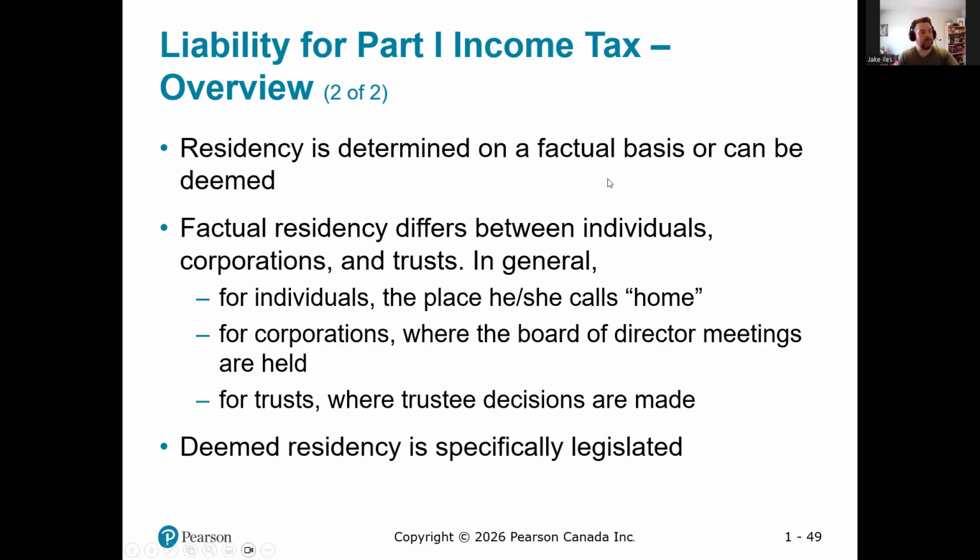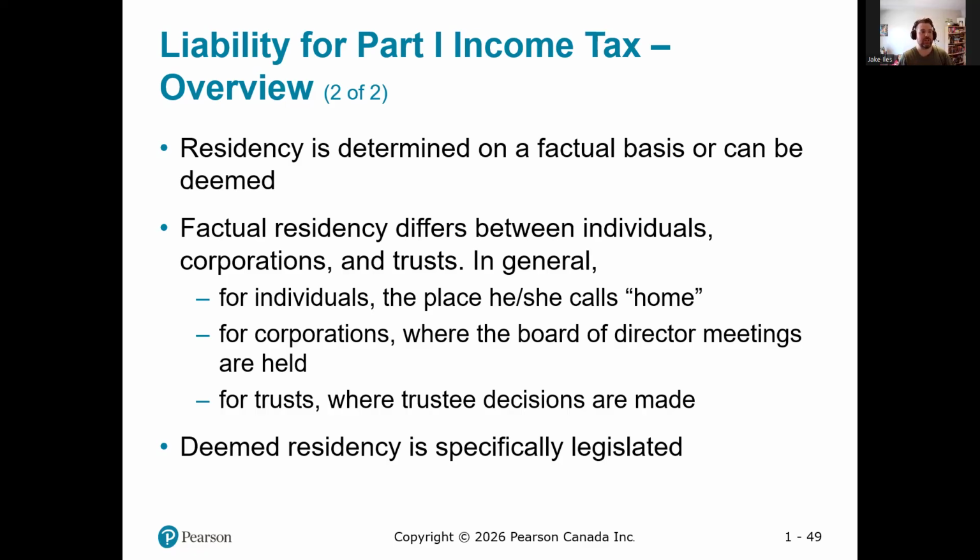So residency is determined on a factual basis or can be deemed. The rules we're going to talk about are trying to figure out someone's intent. Do they intend to live in Canada? Do they intend to move away? The thing about trying to figure out someone's intention is it's hard to establish that concretely. Someone's intentions are in their head. I don't know what was going on in your head.